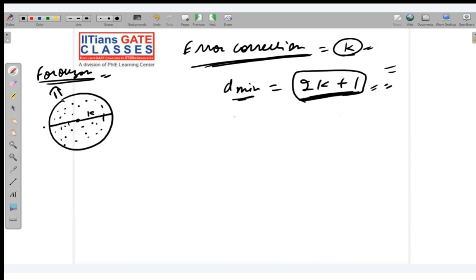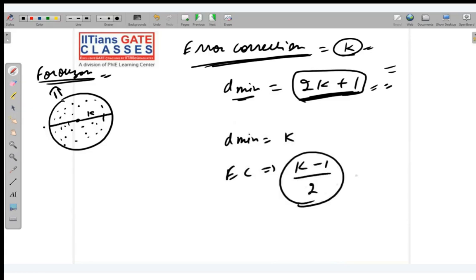Okay, so now they can ask the opposite also. If minimum Hamming distance d min is k, then how many errors can be corrected? K minus 1 by 2. So I hope you have got it. If anybody is having any doubt, please let me know. Yes, sir. Okay, good. So take snapshot. I will jump to the next slide.